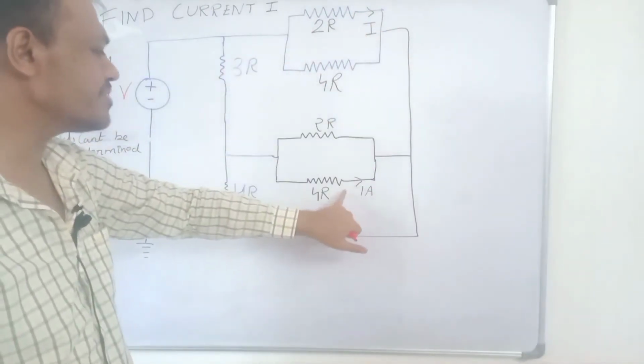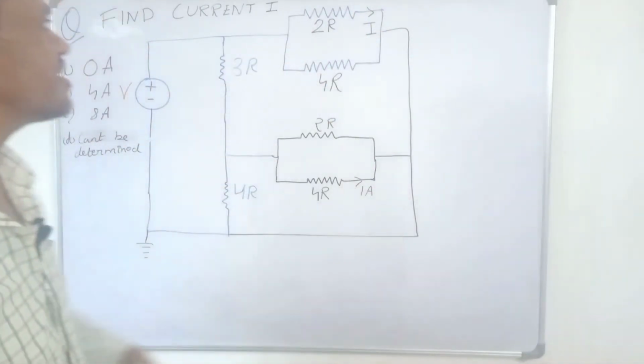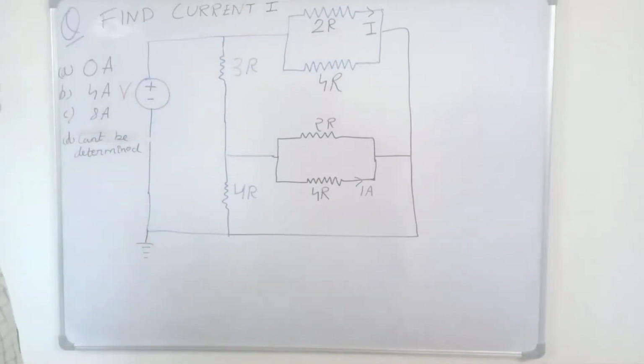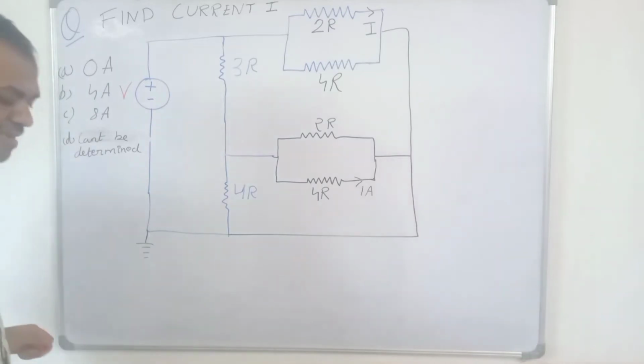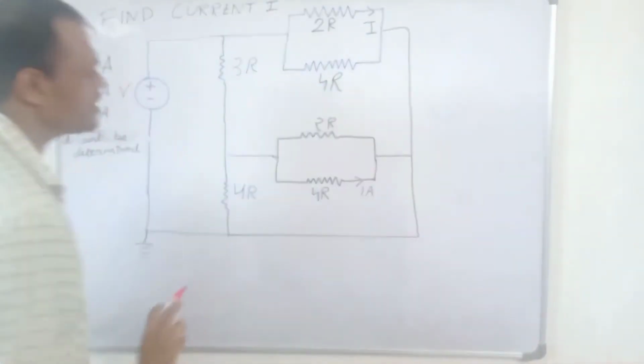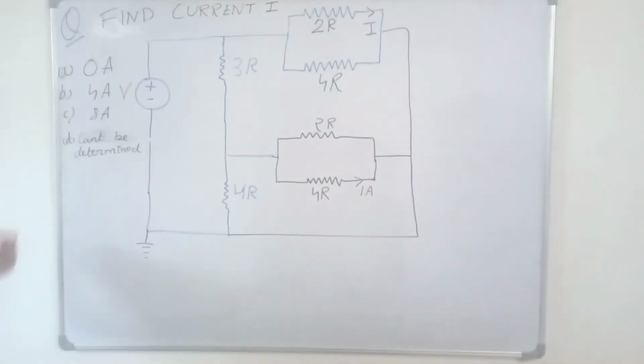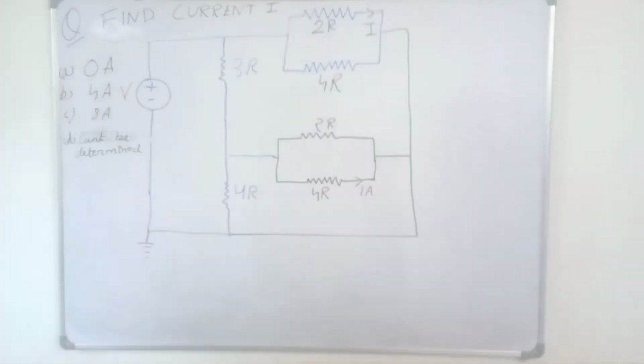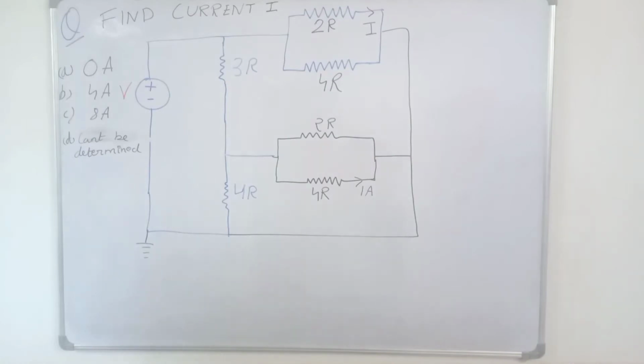The current through this 4R resistance is 1 ampere. We have to find the value of this current I. The options are 0 ampere, 4 ampere, 8 ampere and D option is can't be determined. So first pause this video and try to solve this question yourself. Then resume the video and see how I solve it.